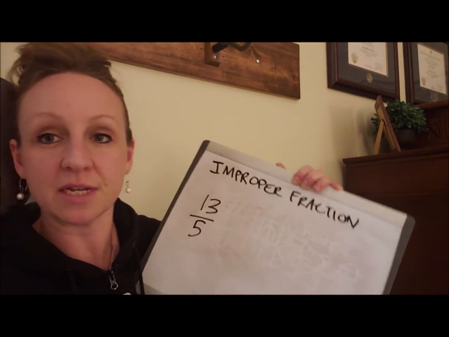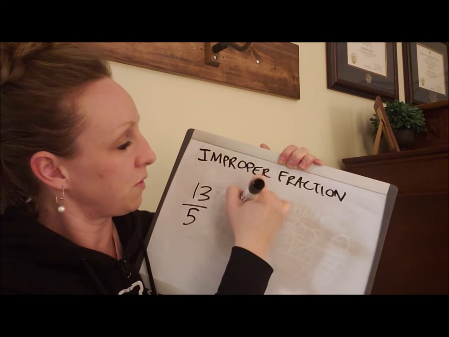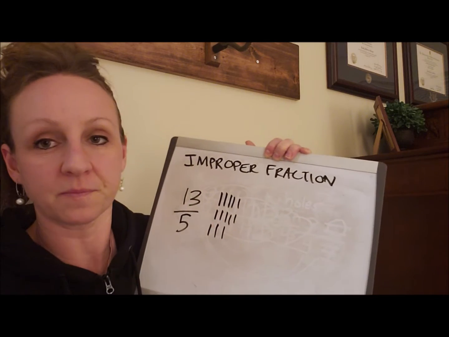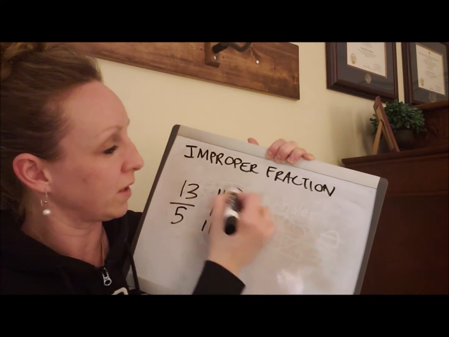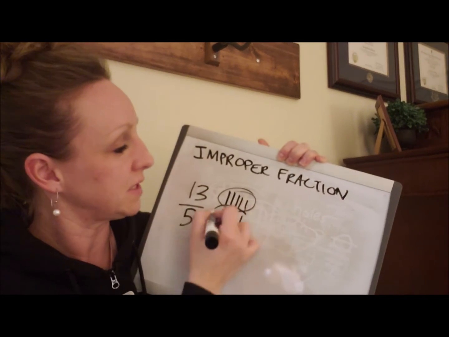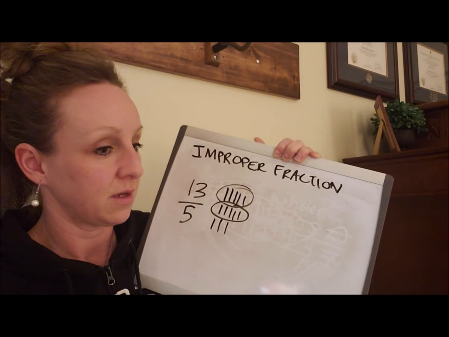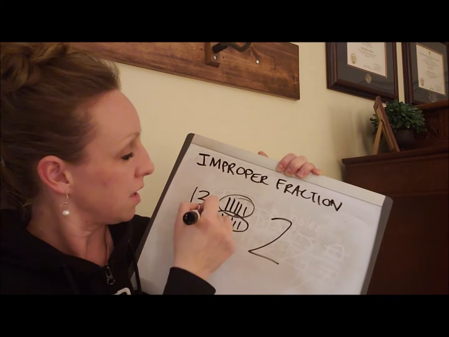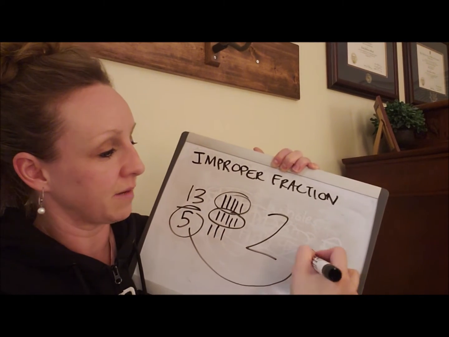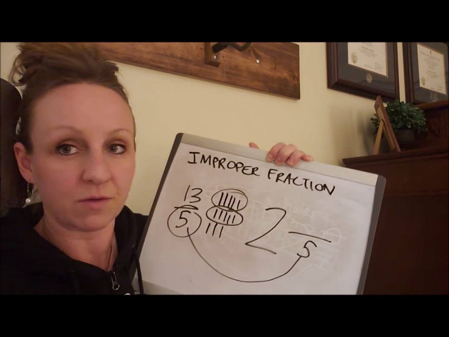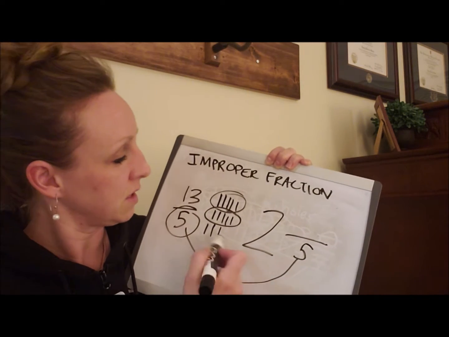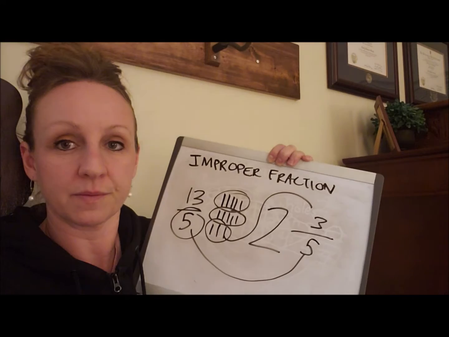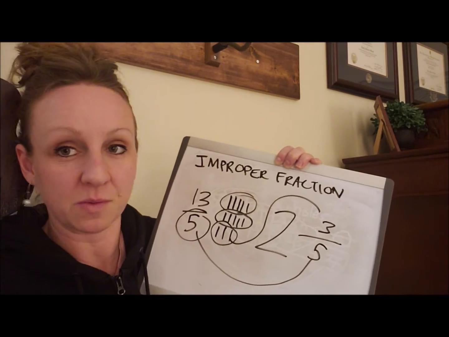So I'm going to count to 13 by 5s. 1, 2, 3, 4, 5, 6, 7, 8, 9, 10, 11, 12, 13. You can see I've got one complete group of 5, and a second complete group of 5. As many complete groups as I have, that's the big number. I'm going to keep my denominator, my bottom number, the same. It's out of the same chunks we divide it into. The amount that's left goes on top. Okay, I'm going to show you this one more time.